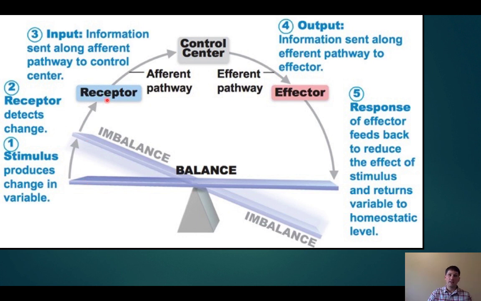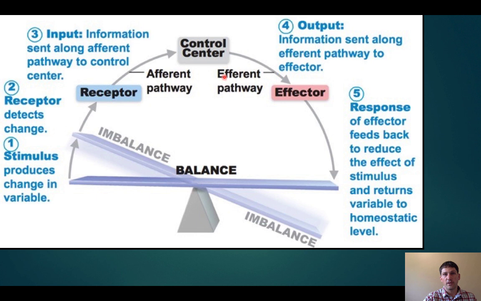Now, they send that information along an afferent pathway. So think A, away from the receptor. That information is sent along the afferent pathway and delivered to a control center. The control center then processes what just happened, makes meaning of it, and responds to that stimulus or change. If your calcium levels are too high, the control center says, wait a second, we need to bring that back down. That's too much. And so it sends a signal through an efferent pathway.